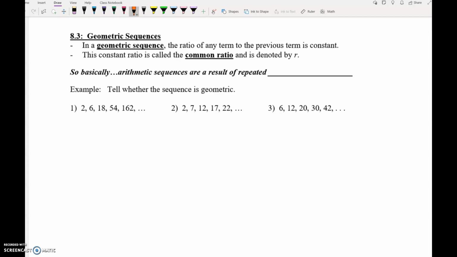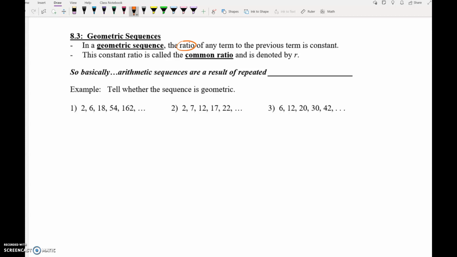Today we're going to talk about geometric sequences. We've already talked about arithmetic sequences, which are sequences of repeated addition. Today with geometric sequences, the ratio of any term to the previous term is constant. Ratio is another word for fraction.